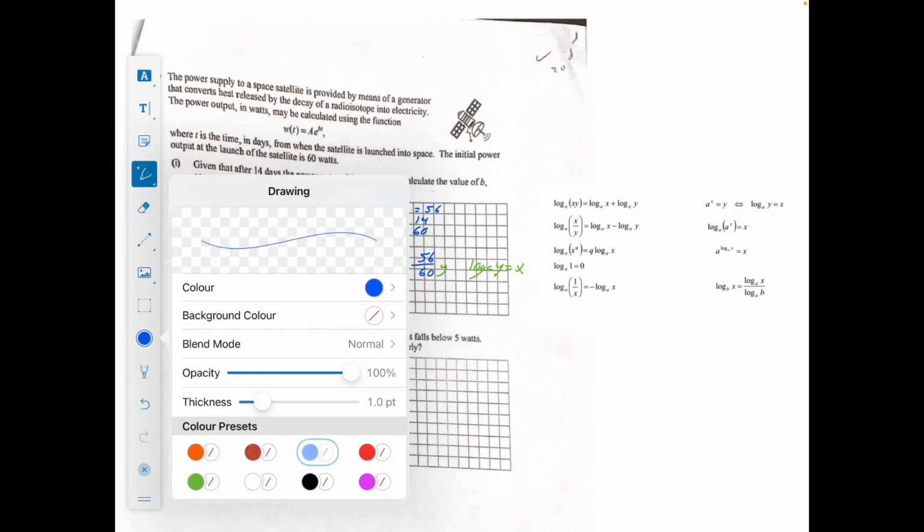Okay, so we're going to write that as log to base a of y is equal to x. So we have log to base e of 56 over 60 is equal to 14b. I don't want 14b, I just want b, so I'm going to divide it by 14. So we have log to base e of 56 over 60 divided by 14 is equal to b. We wanted 3 decimal places, so I'm going to pop down to my calculator.